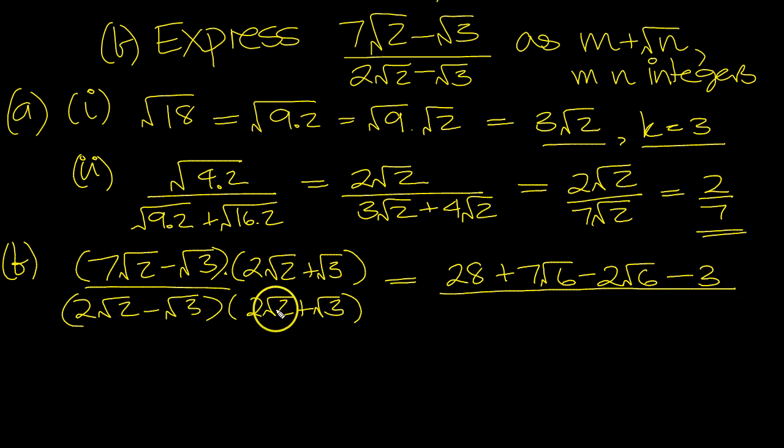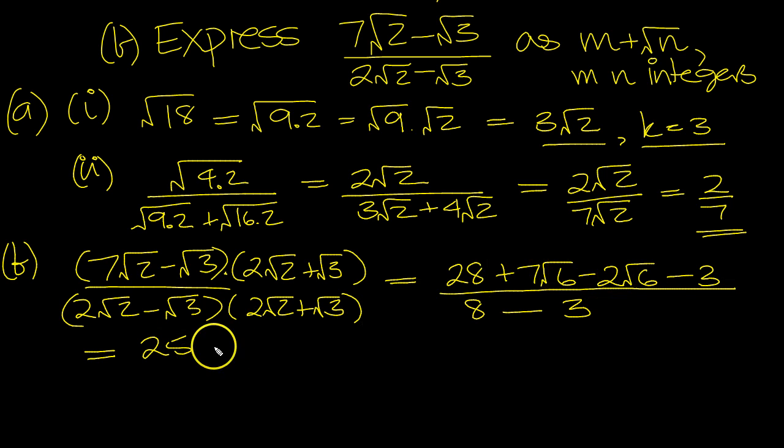That's over. And then here with the first term, 2 root 2 times 2 root 2 is 4 times 2, which is 8. The two middle terms cancel each other out because they're the same, with a plus and a minus. The last term, minus times plus is a minus, and root 3 times root 3 is 3. So we end up with then 28 minus 3 is 25.